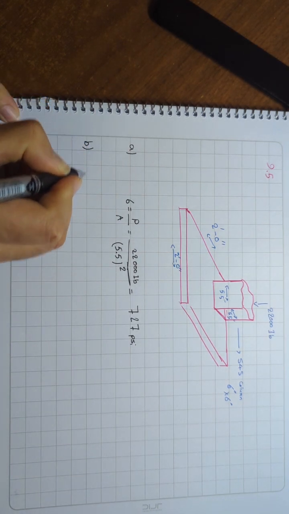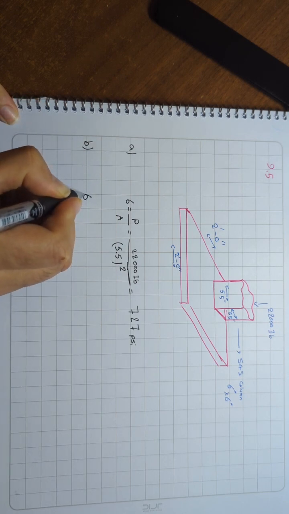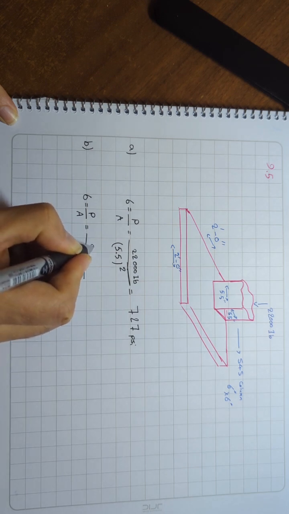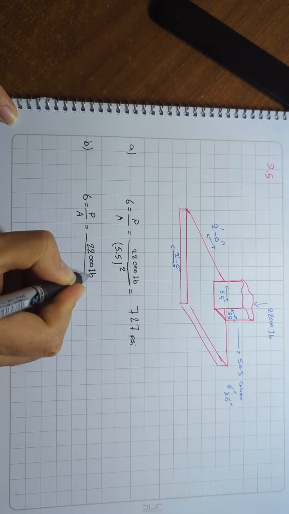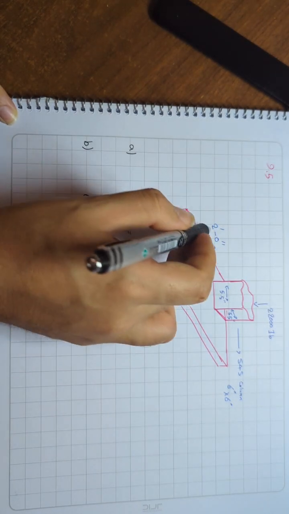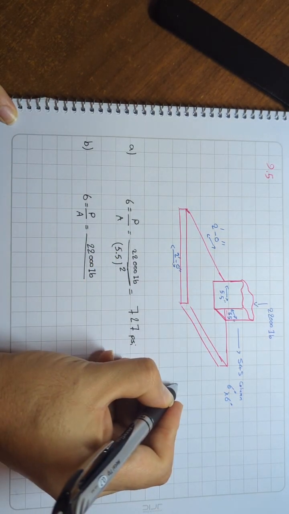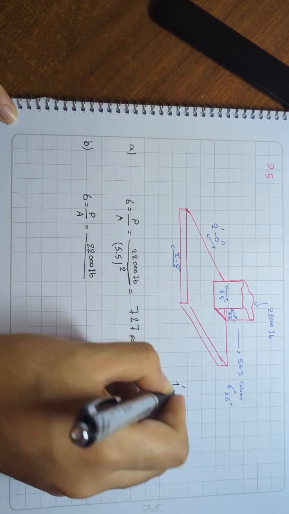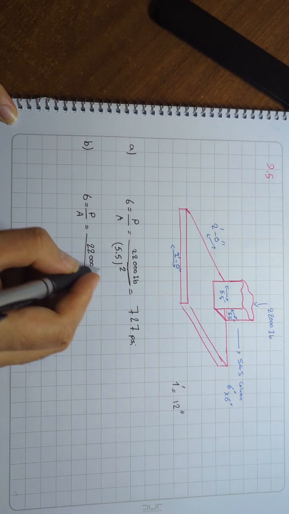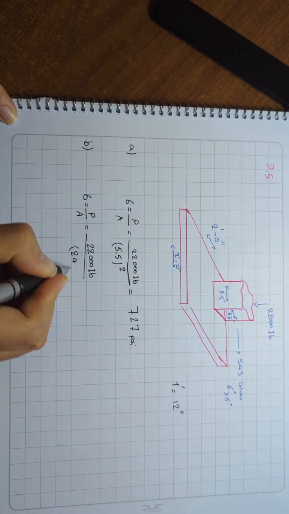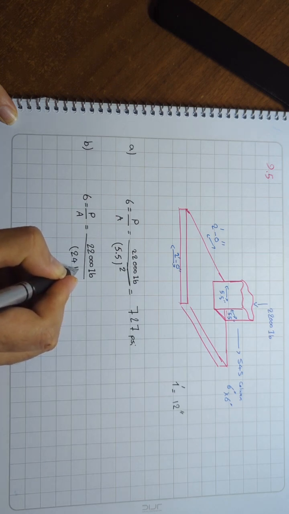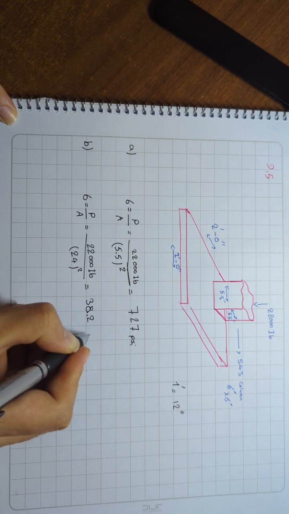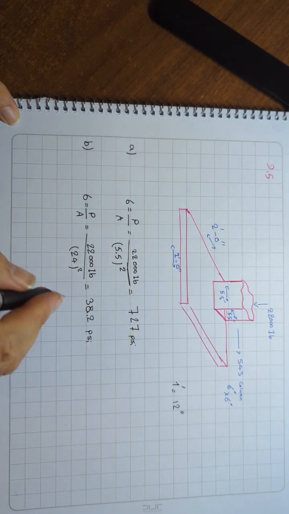For B, same thing. Sigma equals P over A. 22,000 pounds over, how much is the A? So 2 feet by 2 feet. Each foot equals 12 inches, right? So 2 feet is 24 inches to the power of 2. The answer is 38.2 psi. So this is the first answer. This is the second answer for B.